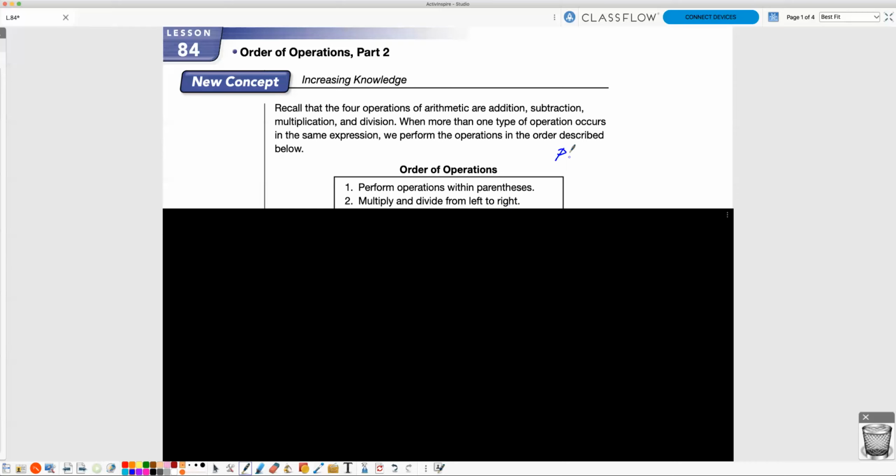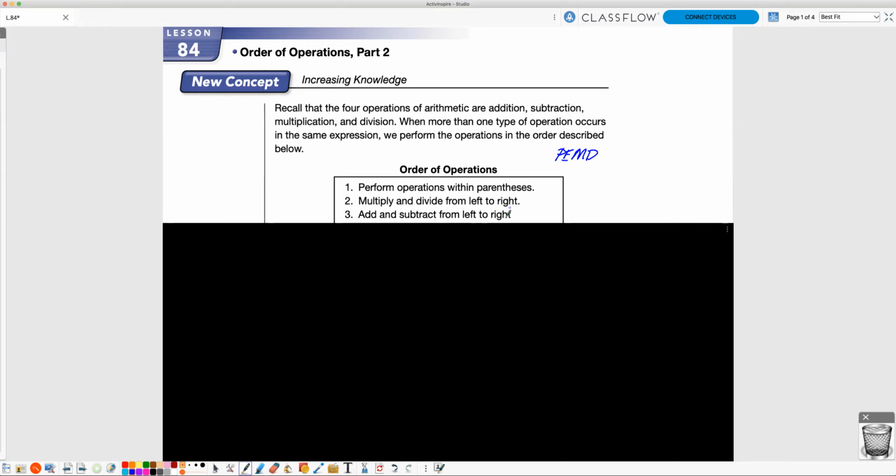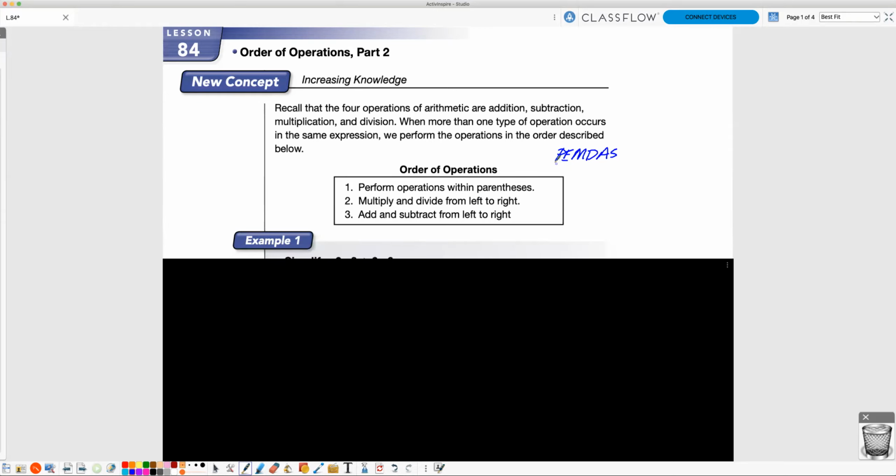Multiply and divide from left to right. We can't forget parentheses and exponents. And then multiply and divide from left to right. And then you add and subtract from left to right. So that's "please excuse my dear Aunt Sally," if you didn't remember.